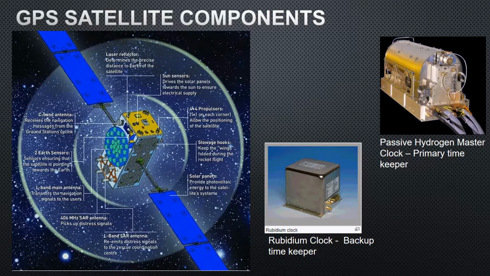And the most important critical components are the atomic clocks. You have the passive hydrogen master clock, which is the primary timekeeper that maintains accuracy of 0.45 nanoseconds over a 12-hour period, and the rubidium clock, which is the backup timekeeper if the PHM were to fail, and that has an accuracy of 1.8 nanoseconds over 12 hours.